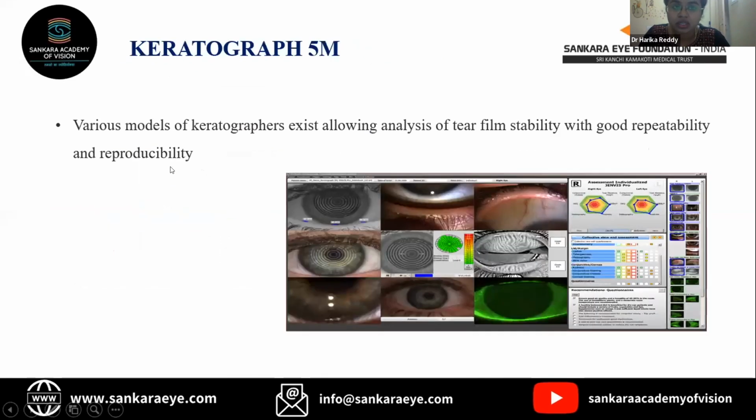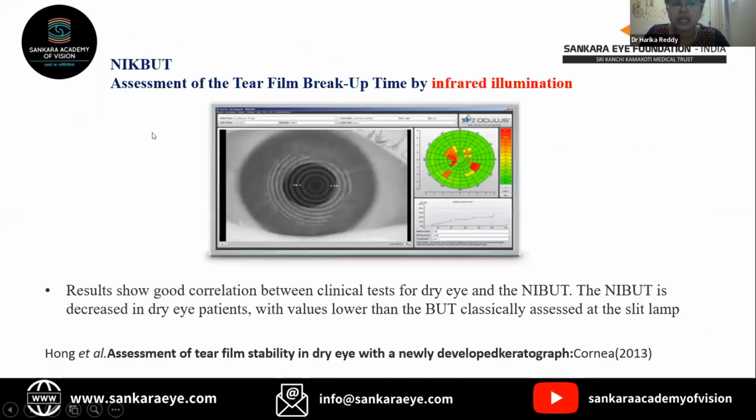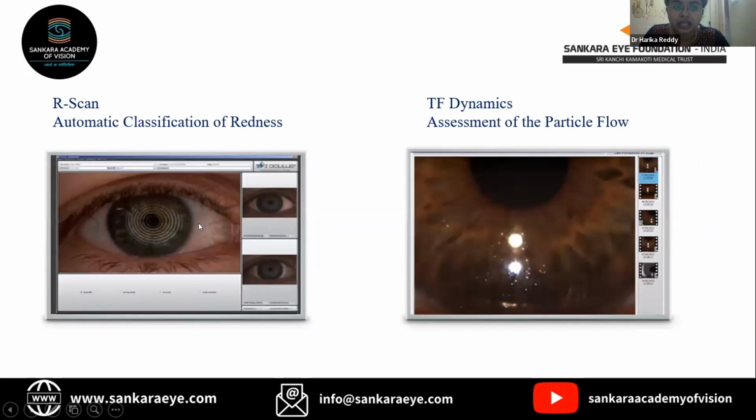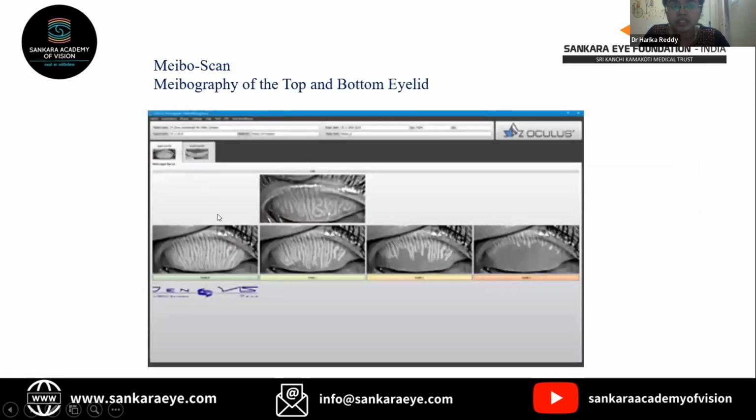Okay, the next non-invasive test is the Keratograph 5M, and various models of keratographs exist, allowing analysis of tear film stability with good reproducibility. With the Keratograph 5M, we can examine the breakup time with the help of infrared illumination. We can even measure the lipid layer thickness, tear meniscus height, redness scan of the blood vessels of the nasal and bulbar conjunctiva, and tear film dynamics with the help of particle flow. We can even assess the Meibomian glands, whether there is any presence of dropouts at all.